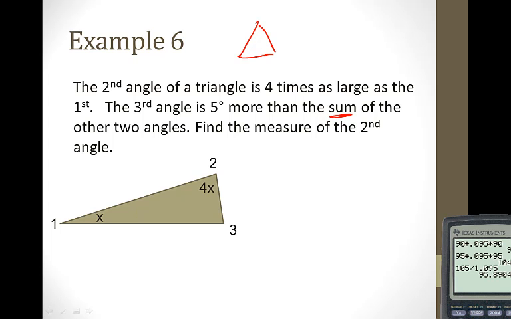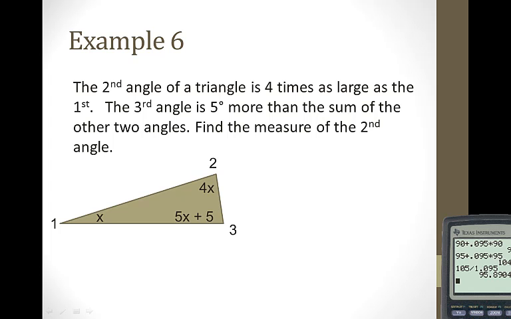Let me pause there for a moment. Make sure you understand that. So it's the sum of the other two plus 5 degrees. It's 5 degrees more than the sum of the other two. Now I can combine that, x plus 4x, and get 5x plus 5. Looks a little bit easier on the eye there.